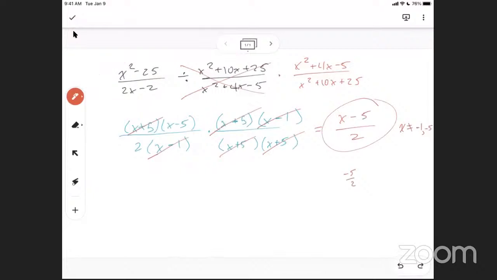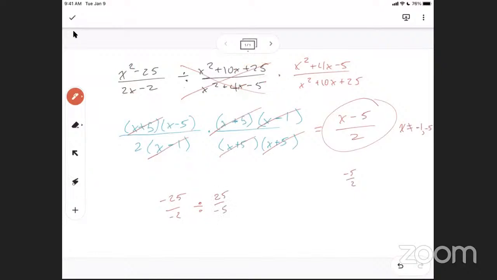Let's plug 0 into this original. What are you going to get when you plug 0 in here? These are gone. You're going to get -25 over -2, right? Divided by, what are you going to get when you plug in 0 to all these x's? 25 over -5, right? So 25 over -5.